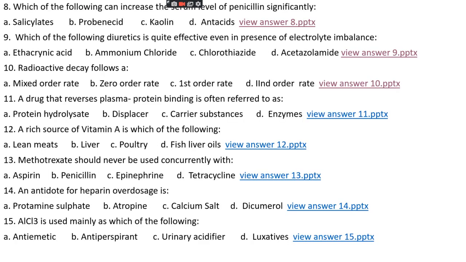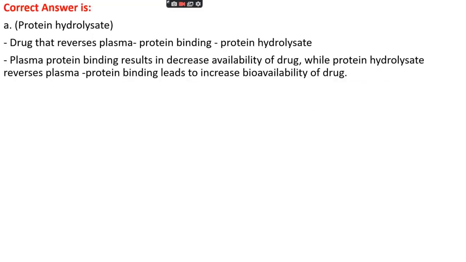Question number 11. A drug that reverses plasma protein binding is often referred to as option A, protein hydrolysate, option B, displacer, option C, carrier substance, option D, enzyme. The right answer is option A, that is protein hydrolysates. Drugs that reverse the binding of plasma protein are known as protein hydrolysates. Plasma protein binding results in decreased availability of drugs, while protein hydrolysates reverse this binding, leading to increased bioavailability of drugs.